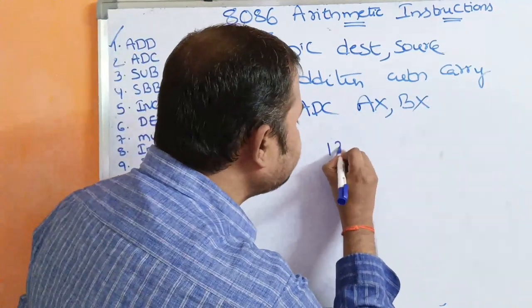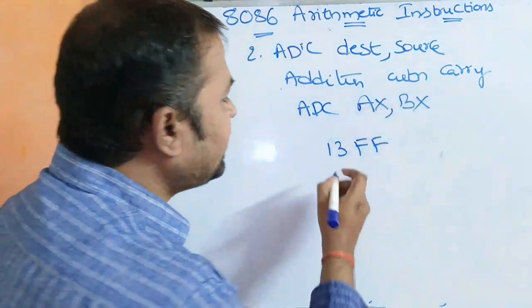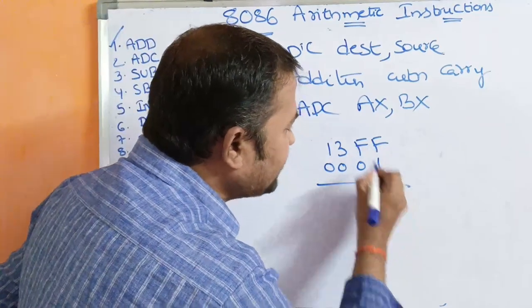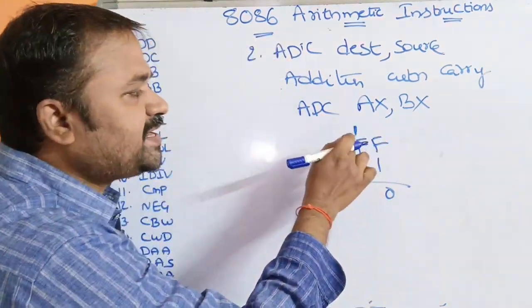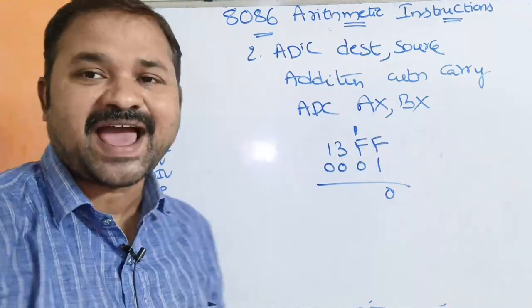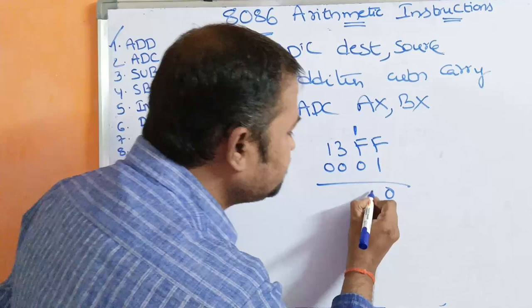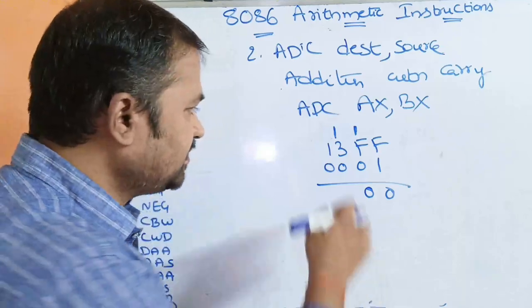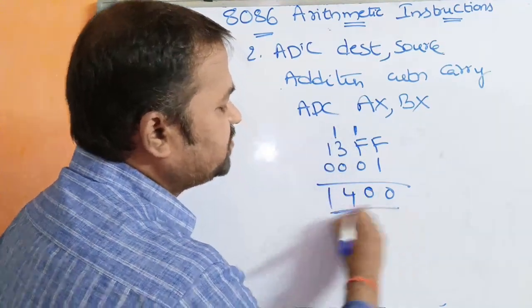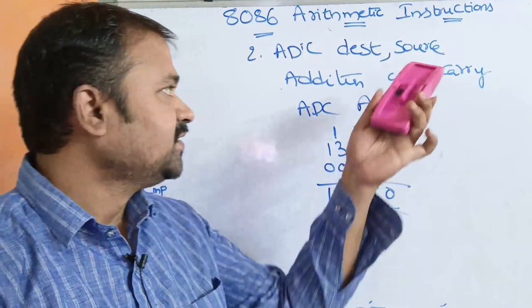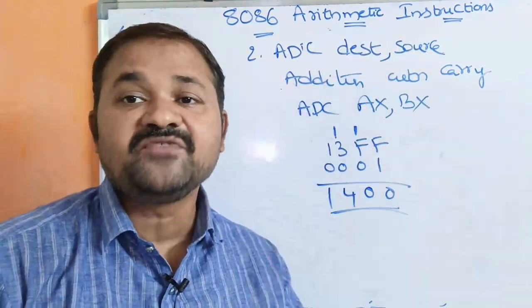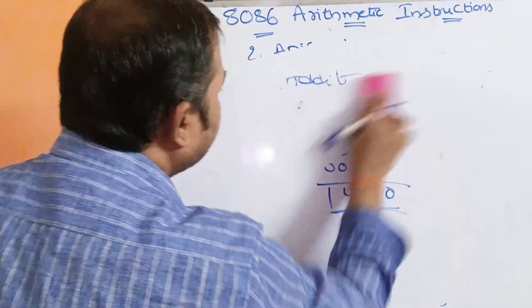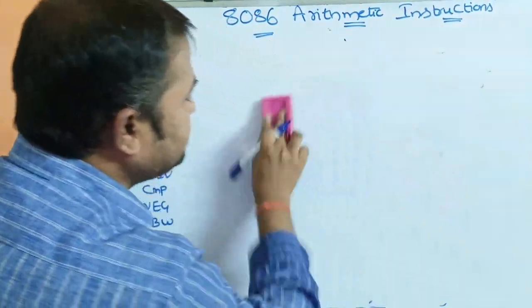Let the content of AX be 13FF. Let the content of BX be 0001. What is the result of F plus 1? 0 with a carry 1. So this is the carry. Here AX is added to BX along with the carry value. So the carry flag will be used for storing the carry. 1 plus 3 means 4. So 1400 is the result. So the source and destination, as well as the carry value, will be added. So this is about ADC. You can write similar examples as the previous one.